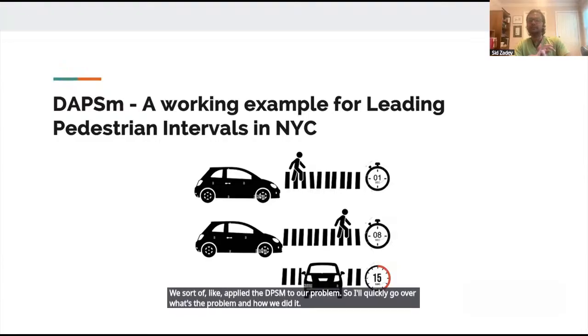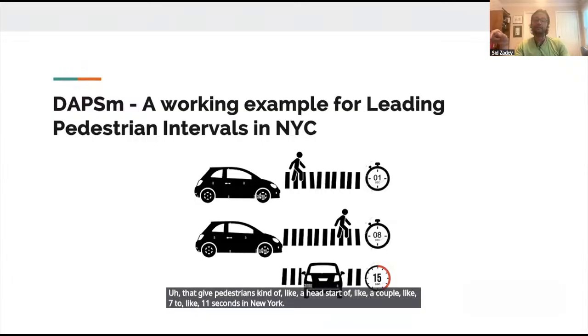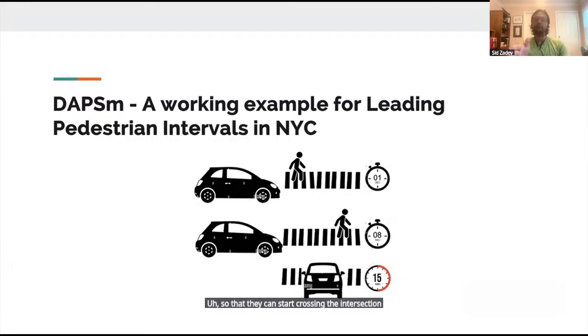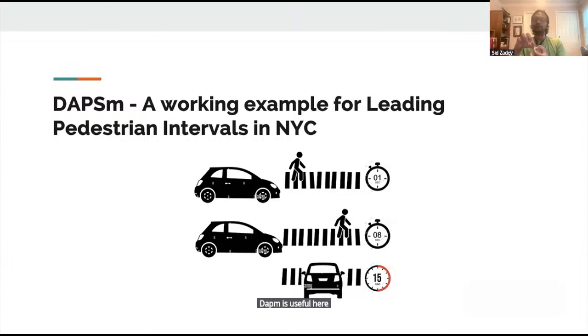Leading pedestrian intervals are basically intervals at intersections that give pedestrians a head start of 7 to 11 seconds in New York, so that they can start crossing the intersection before the turning vehicles can turn. And so that's our intervention. If you think about it, the reason DAPSM is useful here is we have a precise intervention. We know which intersections within the city have these intervals, right?